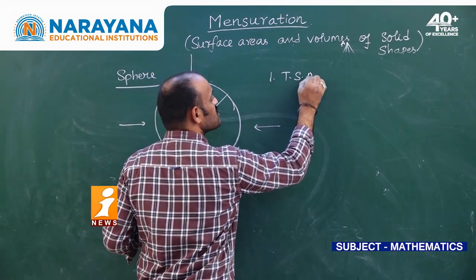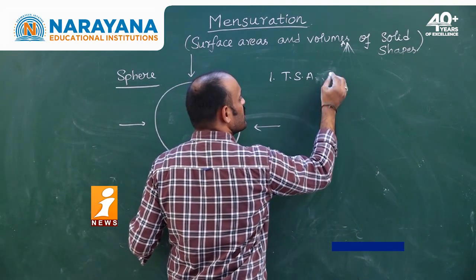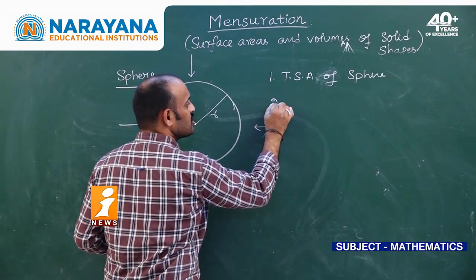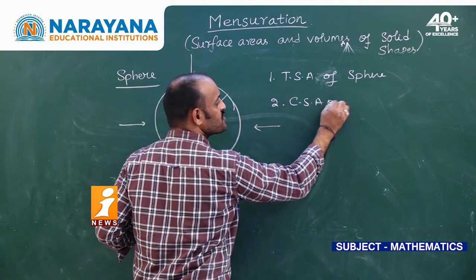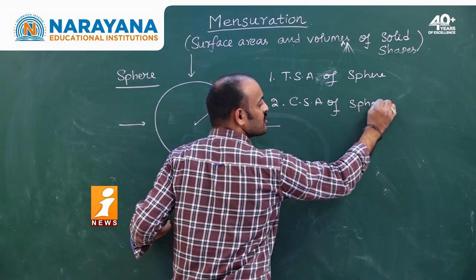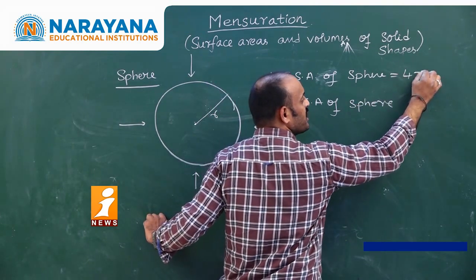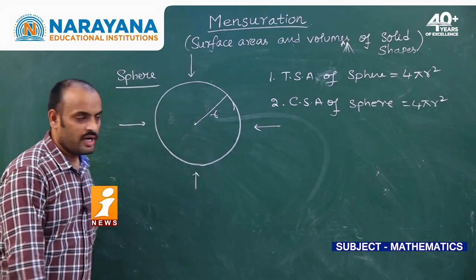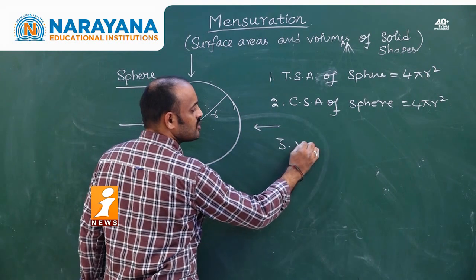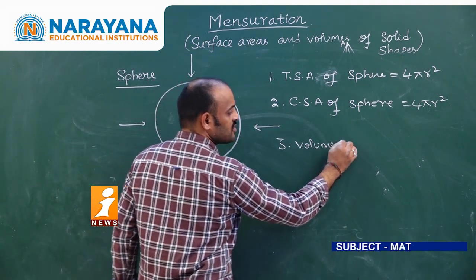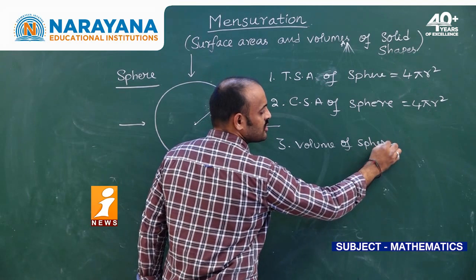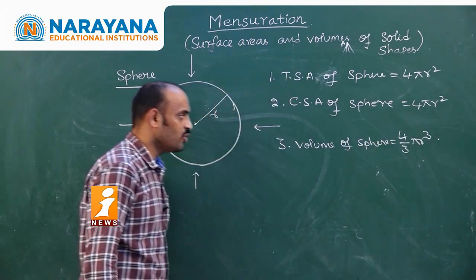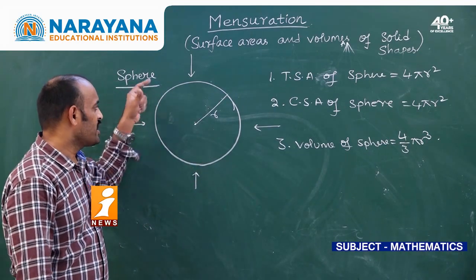So the total surface area of a sphere or the curved surface area of a sphere, both are the same, both are nothing but 4 pi r square. And the volume of a sphere is 4 by 3 pi r cube.